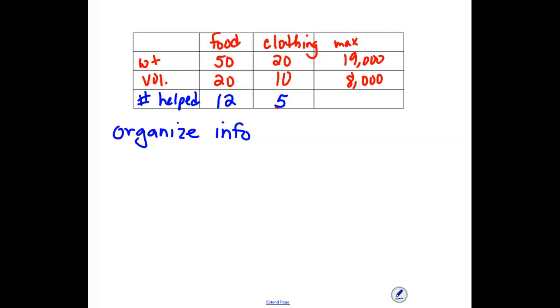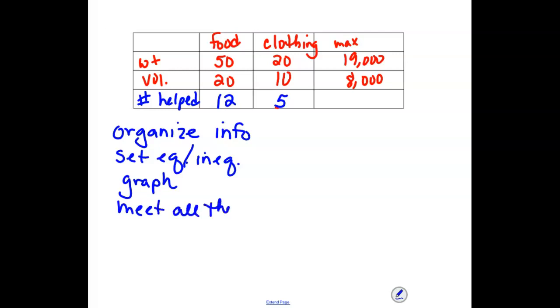We're going to consider setting up some equations or inequalities. We've also worked with those. And we can look at a graph of our information and then try to figure out how we can meet all of the requirements. All right, so let's start working on that.